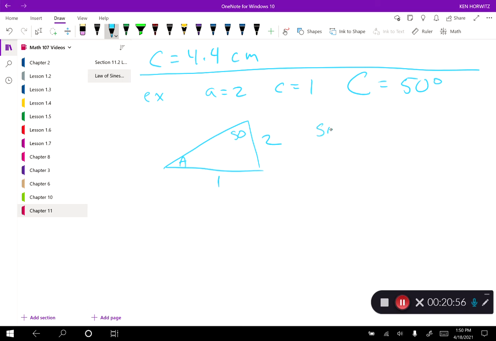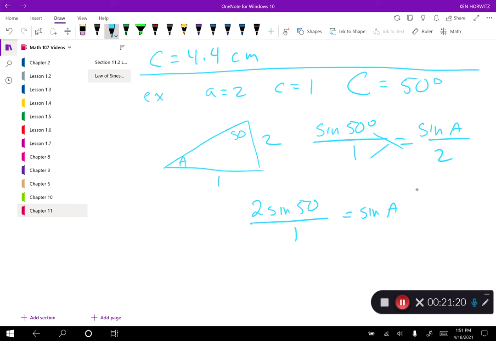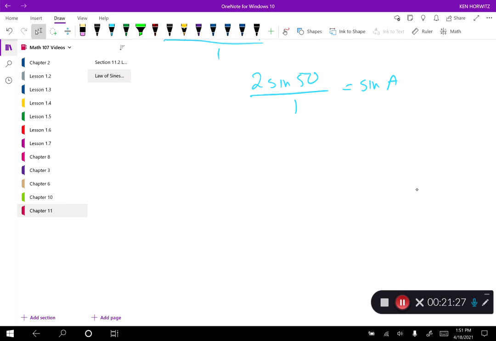So I have the sine of 50 degrees over 1 equals the sine of A over 2. All right, so if we cross multiply and divide, I got 2 sine 50 divided by 1 equals sine A. So why don't you do this, and we'll talk about the answer in just a second. Give me what sine A equals. All right, well, hopefully you did this out. I got the sine of A equals 1.53.